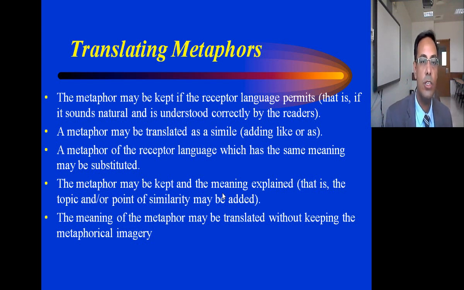The third strategy: the metaphor of the receptor language, which has the same meaning, may be substituted. We are allowed to substitute, give another metaphor. Number 4, the metaphor may be kept and the meaning explained. You can explain it, add some pragmatic enrichment. You can enrich the text. Number 5, the meaning of the metaphor may be translated without keeping the metaphorical imagery. You can delete the image or the metaphor itself. So we have 5 solutions. These are the different strategies used in translating metaphors.